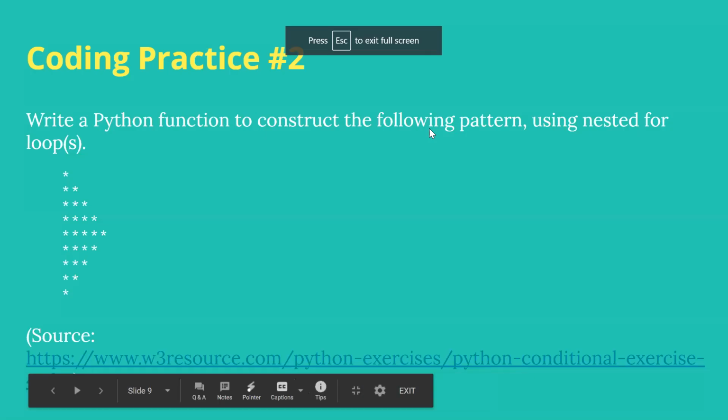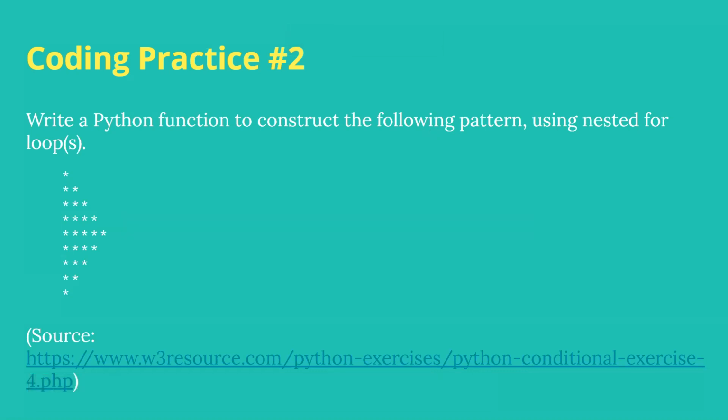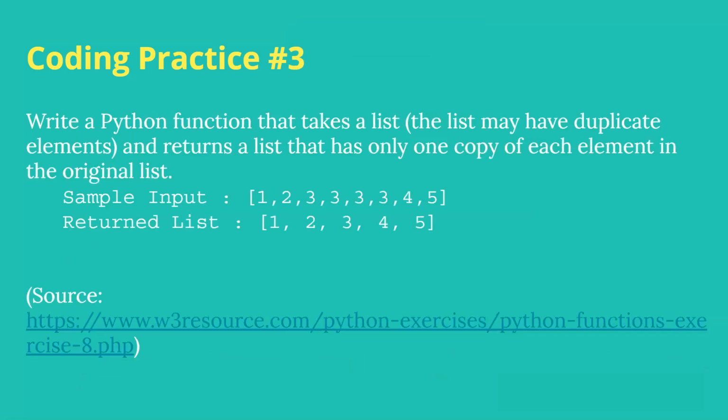Yeah, so we have 3 different ones. This first one is writing a Python function to construct the following pattern using nested for loops. So that's just doing for loops basically. And then the next one is one where we take in a list, which can have multiple copies of some elements, and we want to return a list that only has one copy of each element. So like that example, there are a bunch of 3s in that list, but we want to return a list that only has 1 three.